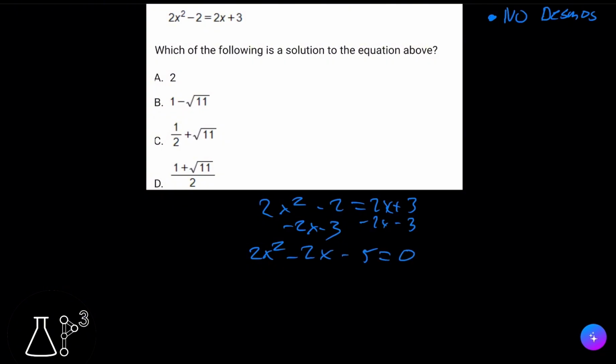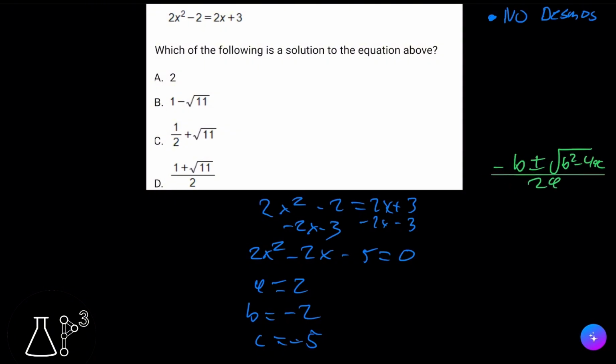And our a value equals 2, our b value equals negative 2, and our c value equals negative 5. Now let's plug that into the quadratic formula. I'm just going to rewrite it for reference: negative b plus or minus the square root of b squared minus 4ac, divided by 2a. So now let's plug that in. Negative multiplied by negative 2, I get positive 2.